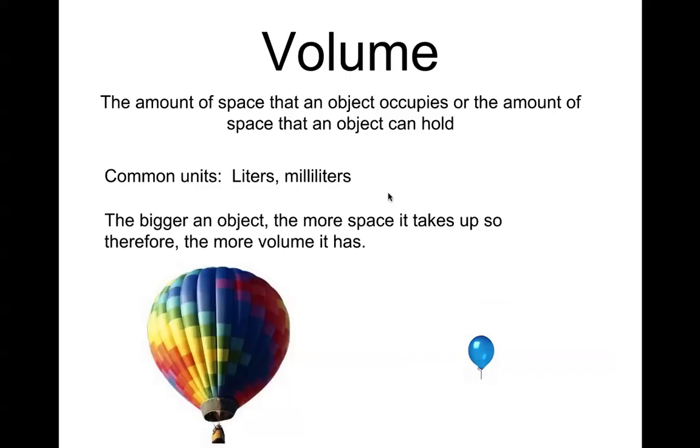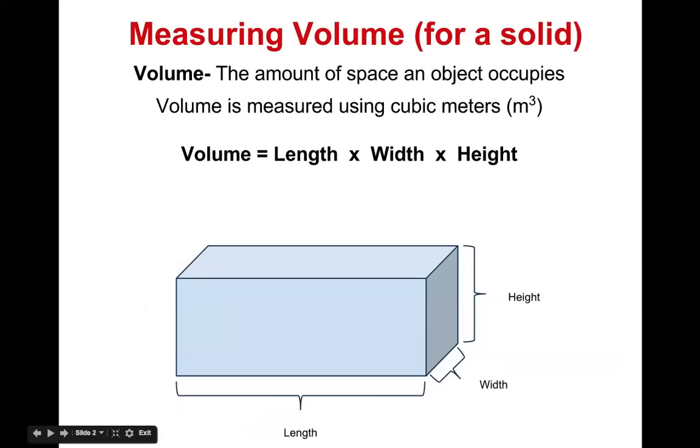The bigger the object is, the more space it takes up. This big hot air balloon right there has more volume than this little tiny party balloon. So it has a bigger volume because it takes up more space than the little balloon.